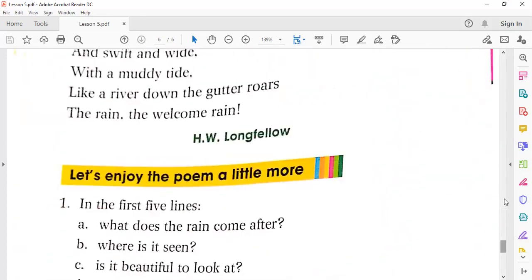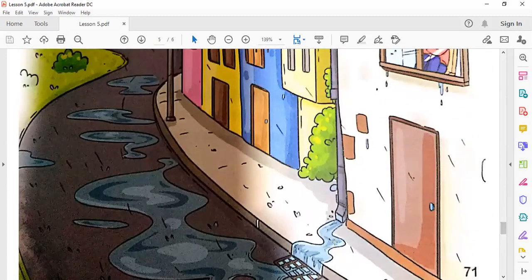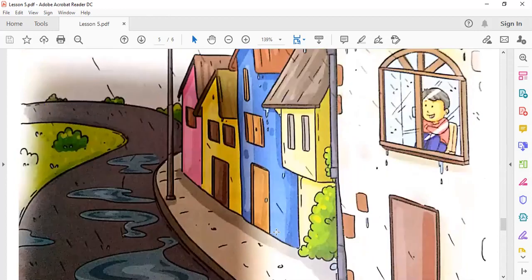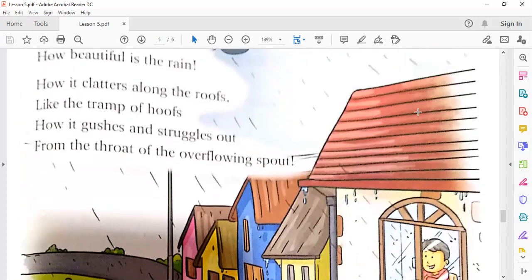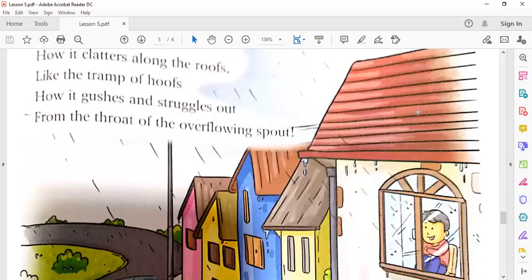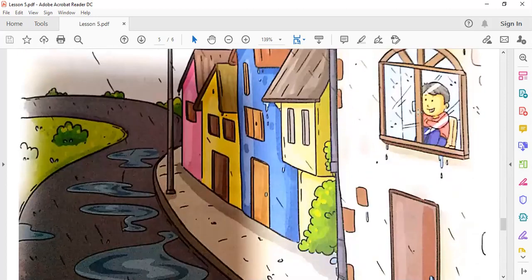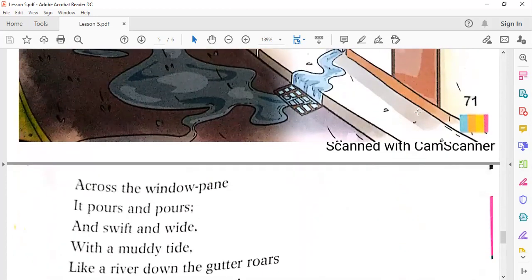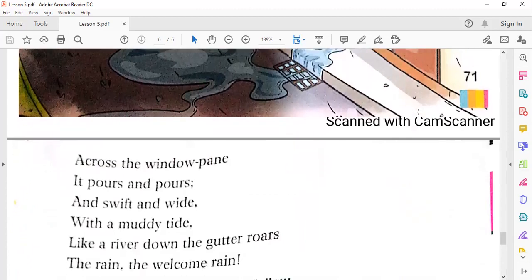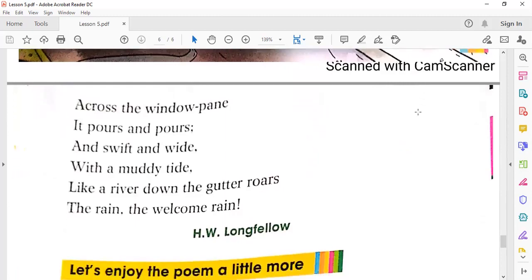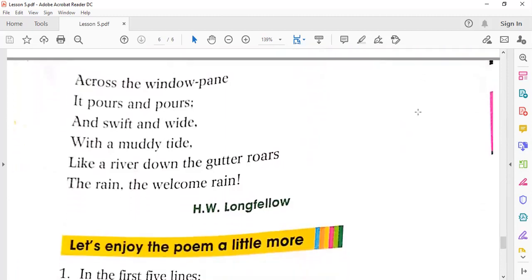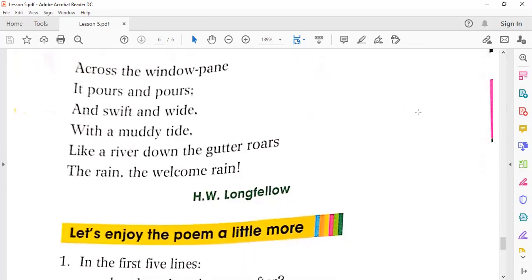Then what else? You see all this spout. From the spout, the water is overflowing, gushing out of the spouts, and you enjoy looking at the rain. Though you may not come out, from the window you can see all the things he explains here. Okay. Clatters along the roofs. On the roofs, tap, tap, tap, tap. Some sound we could hear. Across the window pane, it pours, swift and white, with a muddy tide, like a river down the gutter roads. The rain, the welcome rain.